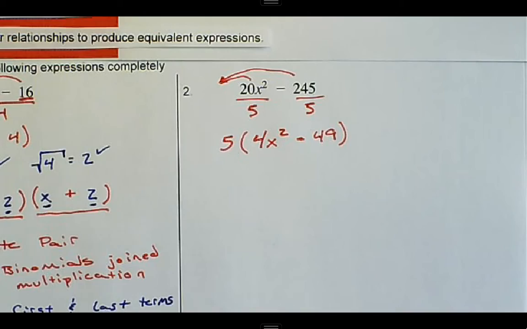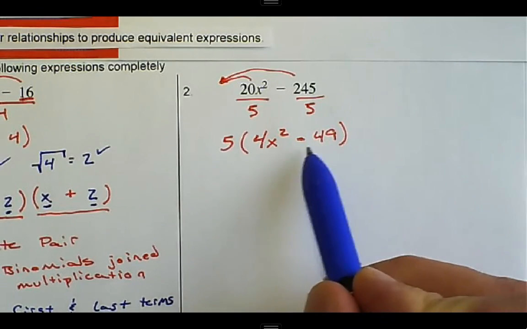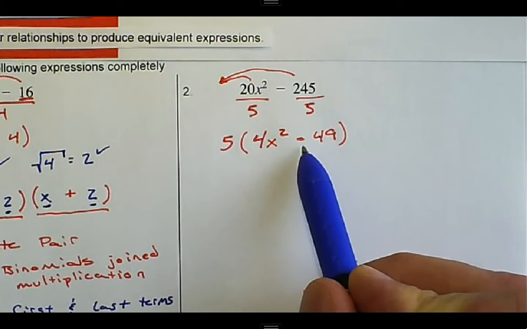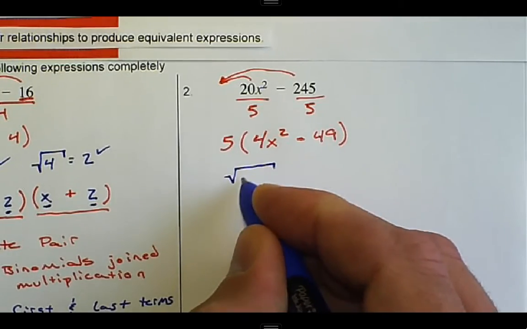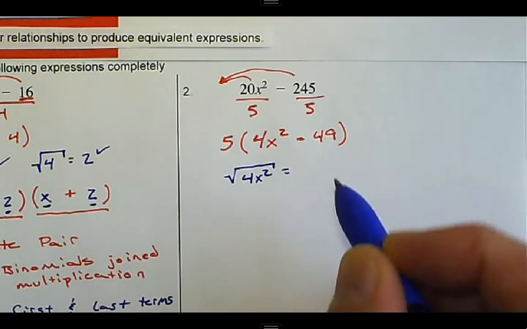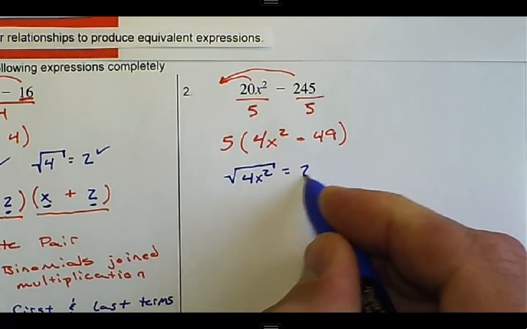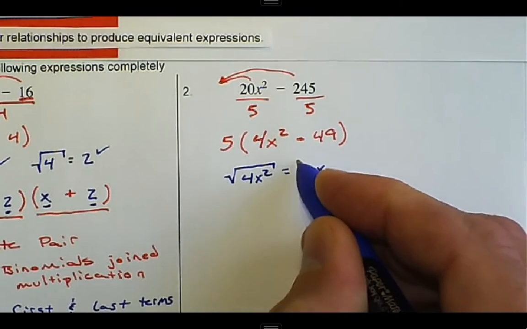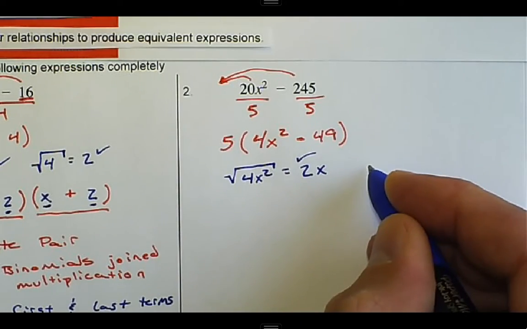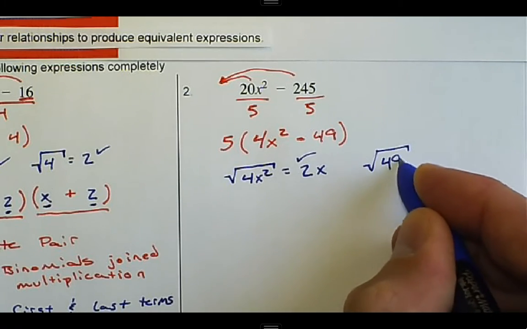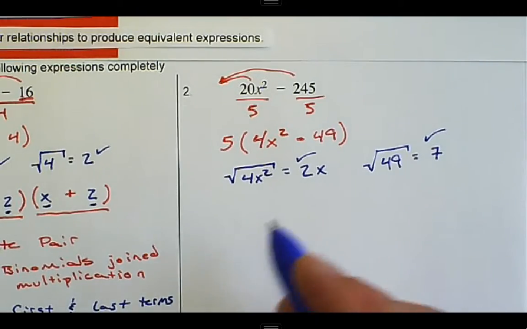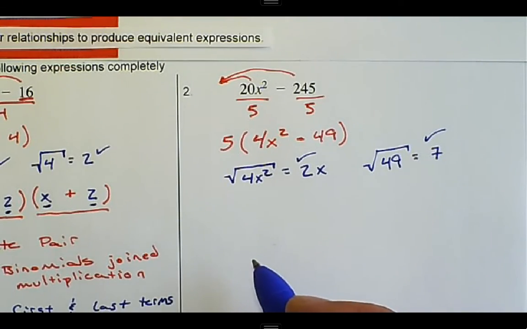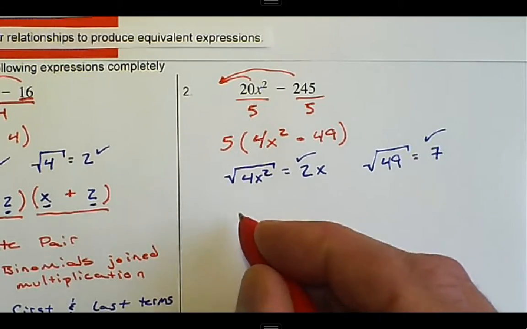Again, we have to check: we do have two terms joined by subtraction, so that's the difference. Now for the squares part, we have to check to see if these are perfect squares. I'm going to take the square root of 4x squared. The square root of 4 is 2, and the square root of x squared is x, so that one works. Then we check the square root of 49, which is 7, so that works. If you're not sure, you can always use your calculator to check if those are perfect squares. So we're going to write down the 5 here.